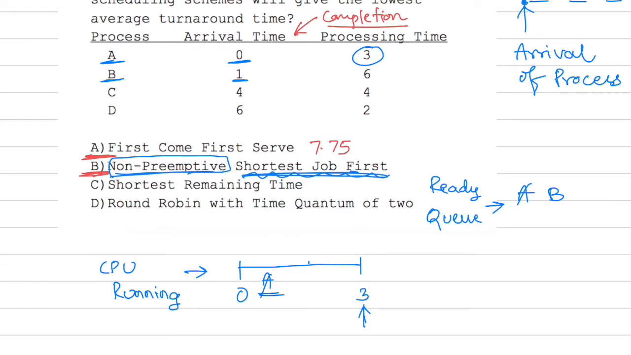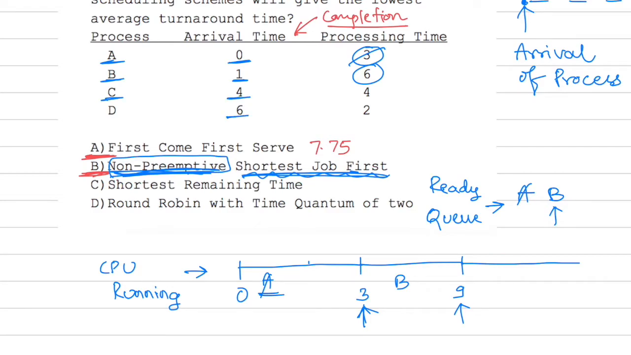Now when we have reached the third second, again we have B in the ready queue. B has no competition, so B gets picked up. Now it's a non-preemptive algorithm, so B will also keep on running till it completes all its processing time. So from 3 to 9, B carries on. Now as before, at the 9th second we have C.